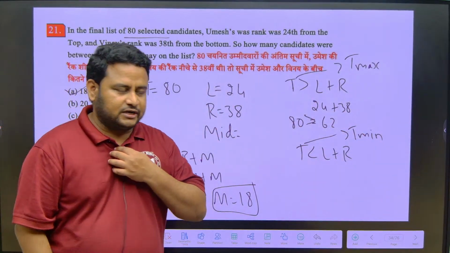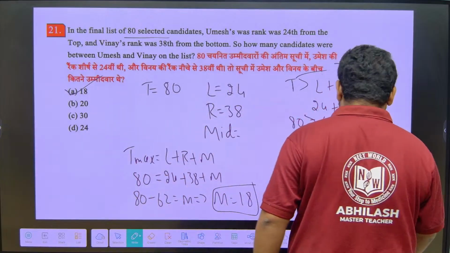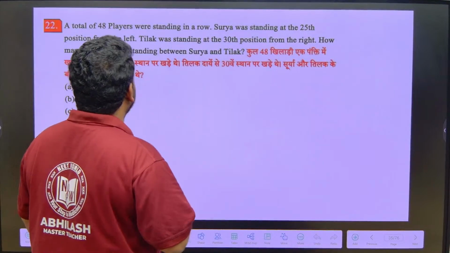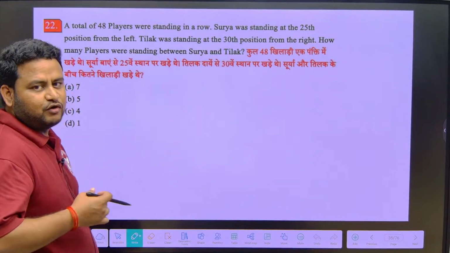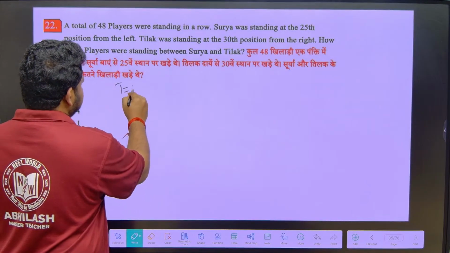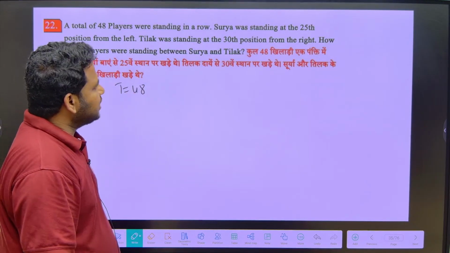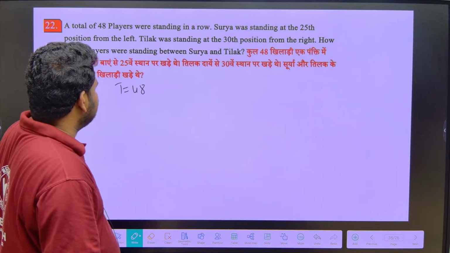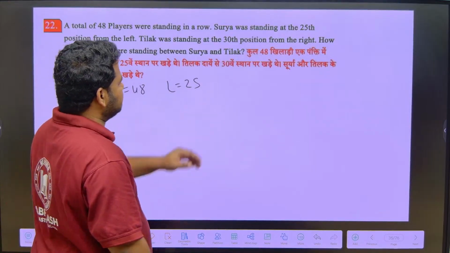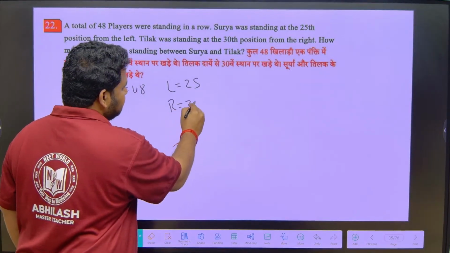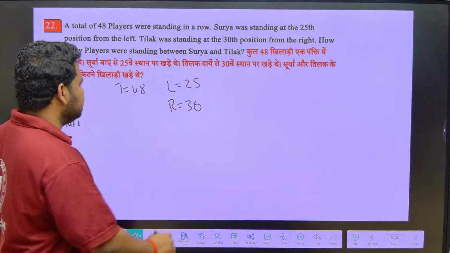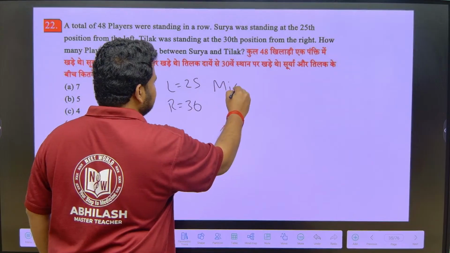Clear? Alright. Let us move to the next question. Now in this question, what they are telling is, a total of 48 players were standing in a row. That means total is 48. Surya was standing at the 25th position from the left. That is, Surya's position from the left is 25. Tilak was standing at the 30th position from the right. So right is 30. Got it? Now, how many players were standing between Surya and Tilak? That is, they are asking the middle value between Surya and Tilak. How many persons were there?